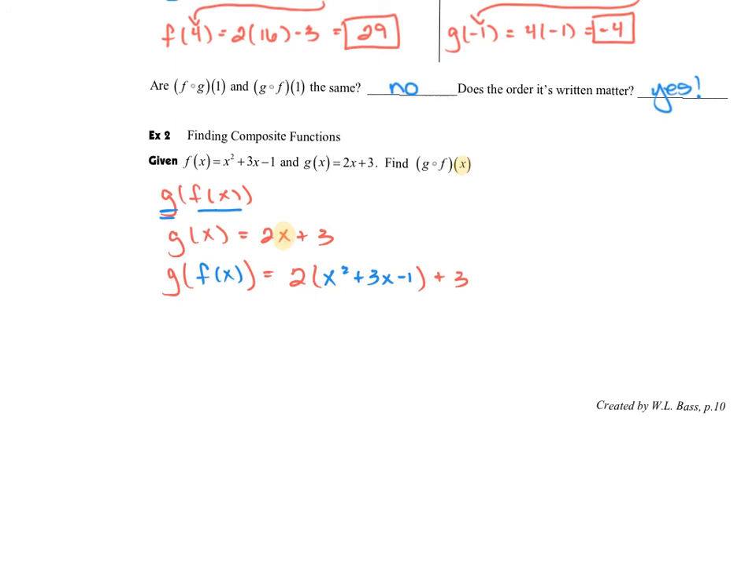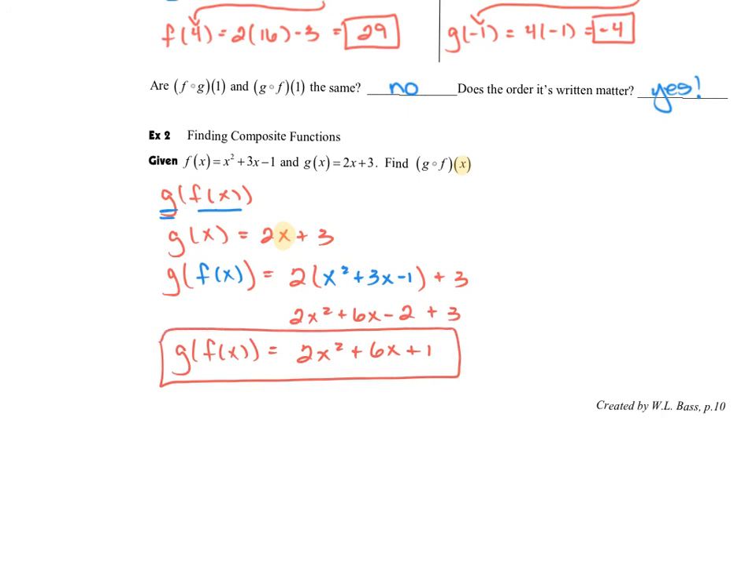So if I want to continue solving this and finding this function composition, I'm going to distribute my 2. So I'll have my 2x squared plus my 6x minus my 2, of course, plus my 3. And then I'm going to simplify this and collect my like terms. So 2x squared plus 6x plus a 1. This is g of f of x. Now, it's really important that you understand that we do not solve. We stop right here, and our answer is this actual new function.